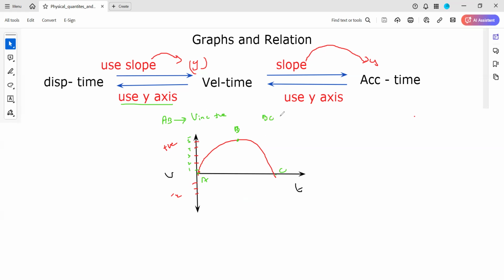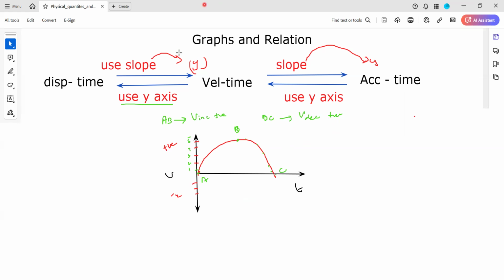What happened from B to C? What happened to the value of the velocity when we move from B to C? The value of the velocity is decreasing. And what about the value? It is still positive, because you can see we are only using the positive y-axis. I'm not talking about slope, I'm just saying y-axis. So from B to C, the velocity is decreasing and it also has a positive value.